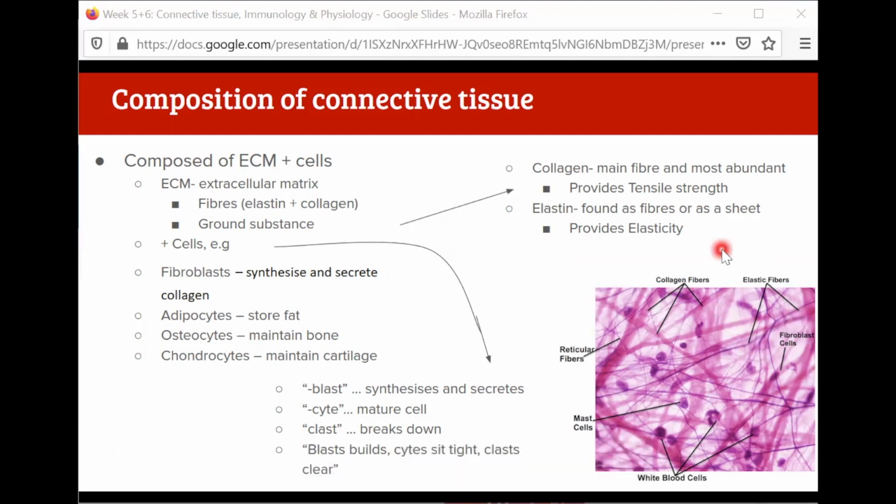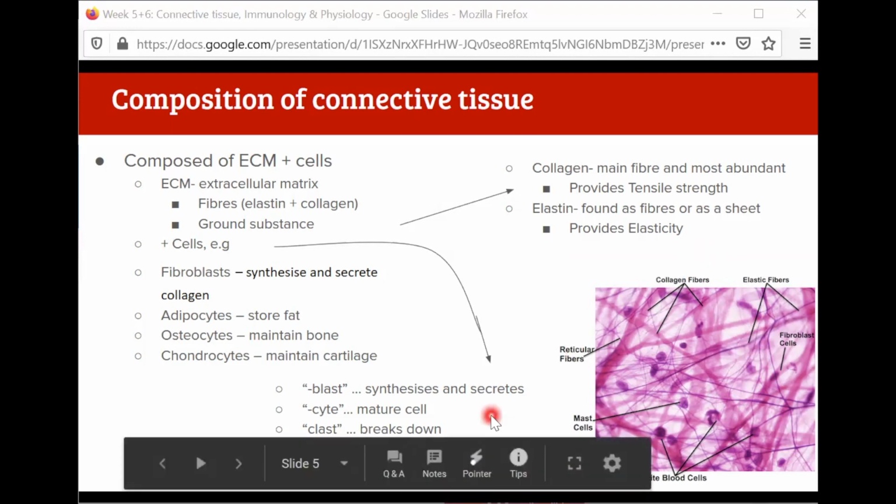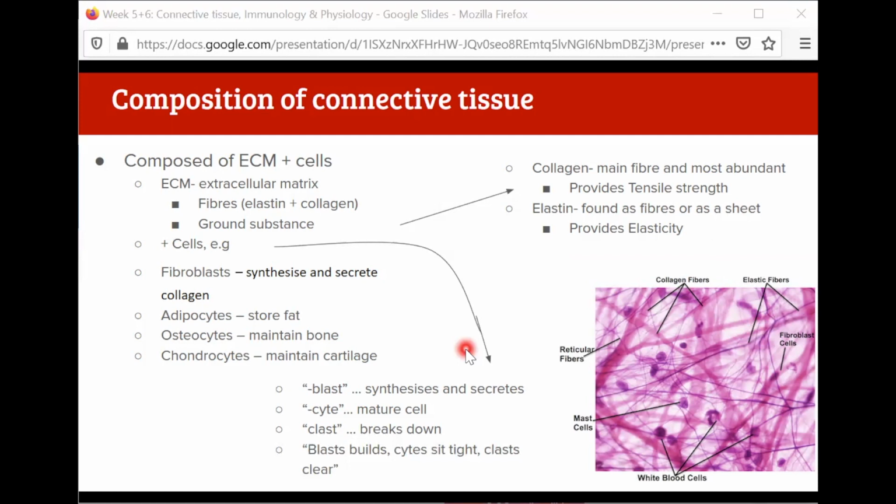The other component in connective tissue is the cells. Just down the bottom here, I've got examples of the different endings for cells. In the same way how we learned that enzymes end in A's, right? Amylase, lipase, etc. We learned that the endings can often indicate what a cell does. So if a cell is a blast, it synthesizes and secretes. A site is a mature cell. Clast is the type of cell which breaks down other bits. The sentence you use to memorize this is blasts build, sites sit tight, and clasts clear.